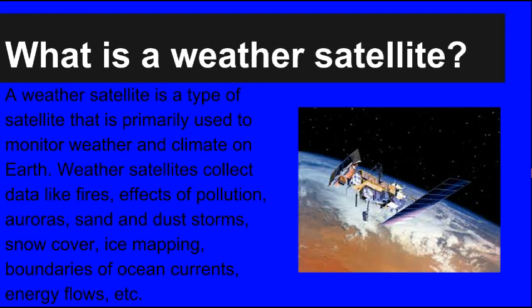What is a weather satellite? A weather satellite is a type of satellite that is primarily used to monitor weather and climate here on Earth. Weather satellites collect data like fires, effects of pollen or pollution, auroras, sand and dust storms, snow cover, ice mapping, boundaries of ocean currents, energy flows, etc.